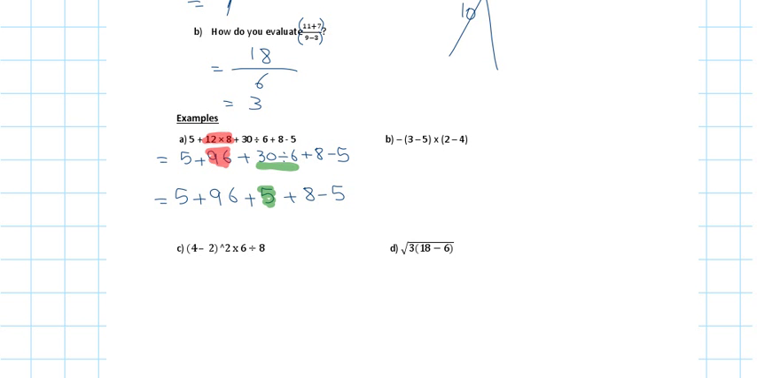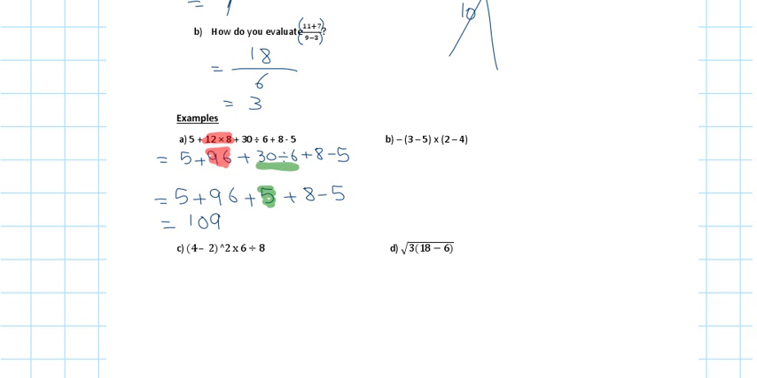Okay? Now you see that it's all addition and subtraction, so I can do it all on the calculator. So what do you get? 109, yep. Because that 5 plus 96, that's 101. And then plus 8 is 109. And then the 5 and the minus 5 cancel each other. We good?